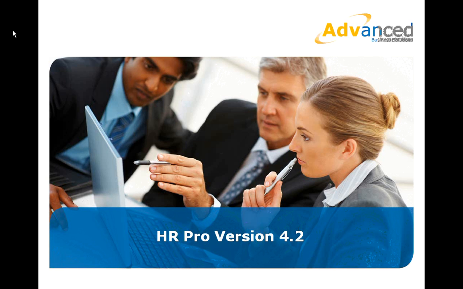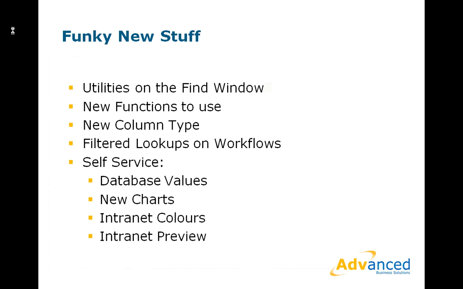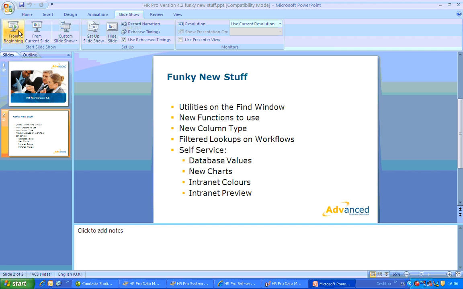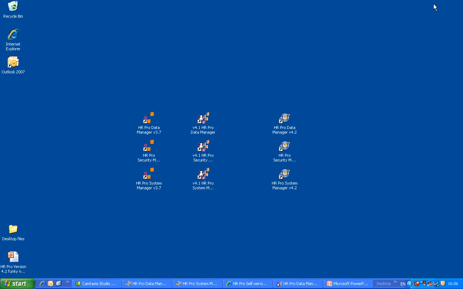Welcome to this demonstration of hrpro and the new things available in the current version, version 4.2. We're going to have a look at the new things you can do within the system, including being able to run utilities from find windows, new functions you can use in the system, an entirely new column type that's been added if you're using the workflow part of the system and using lookup columns, filtering those lookup columns, and the new things you can do within the hrpro self-service.